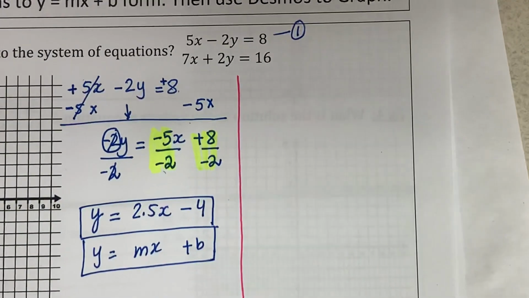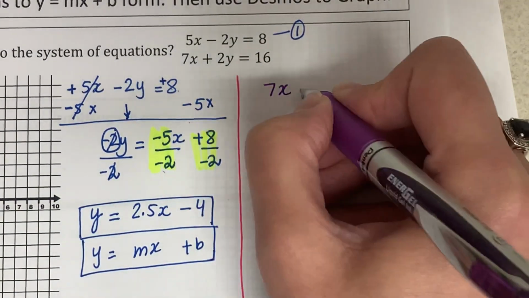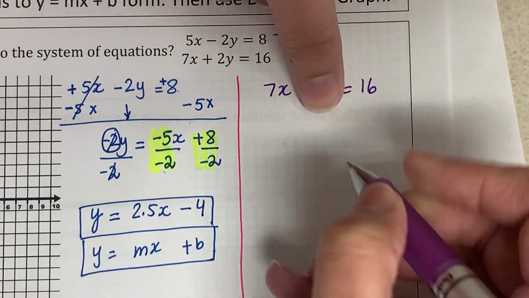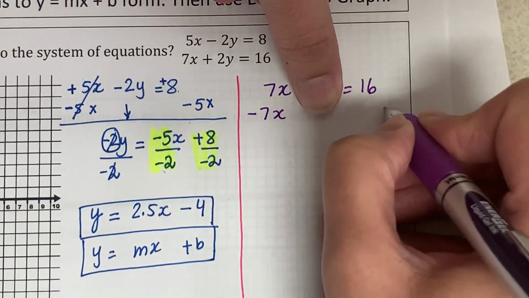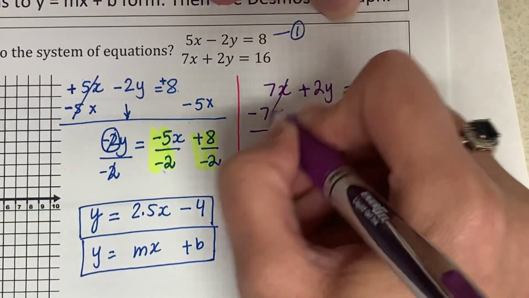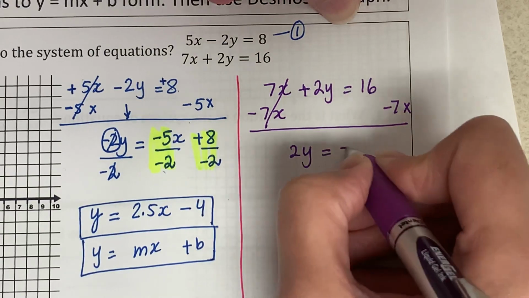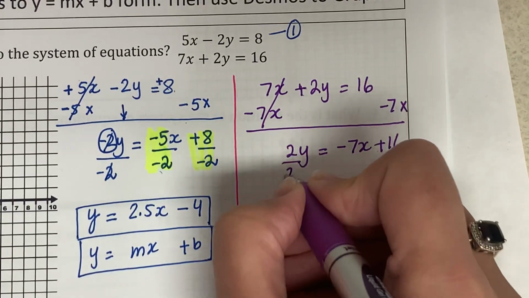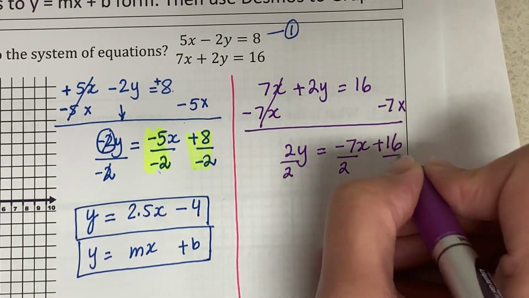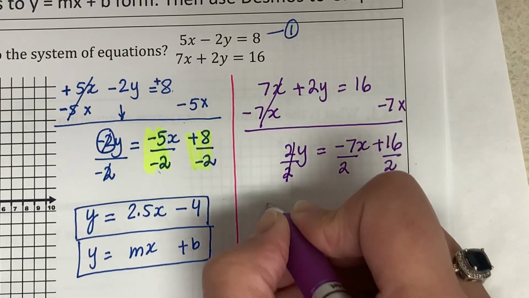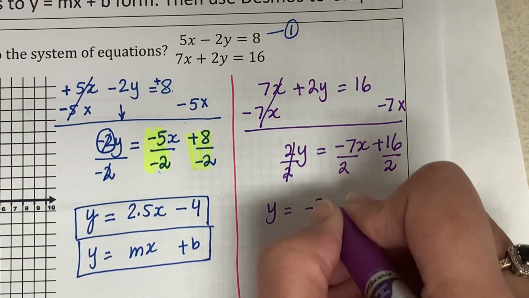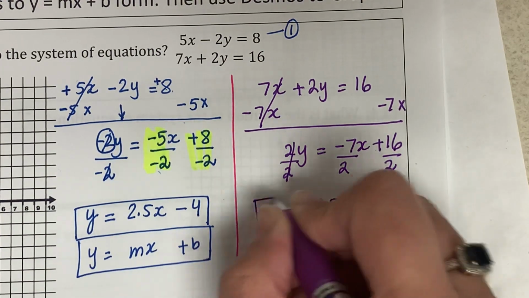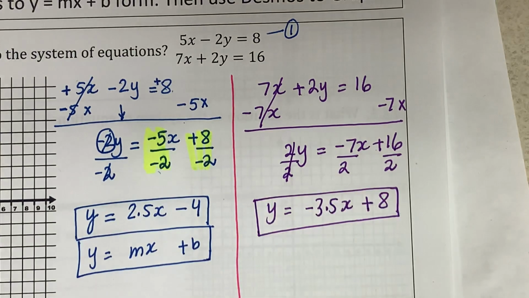Same way, I'm gonna fix my second equation. 7x plus 2y equals 16. I need the y, so first step would be subtract 7x on both sides. You're left with 2y equals negative 7x plus 16. Now divide by 2 and simplify using the calculator. So this is negative 3.5x plus 8. There you go. I have both equations.